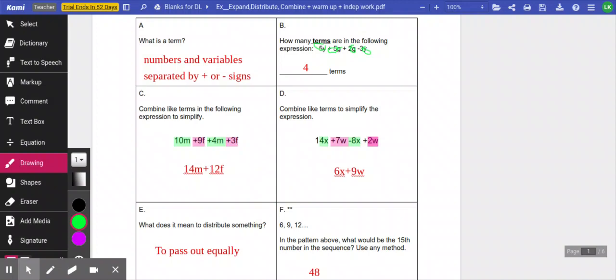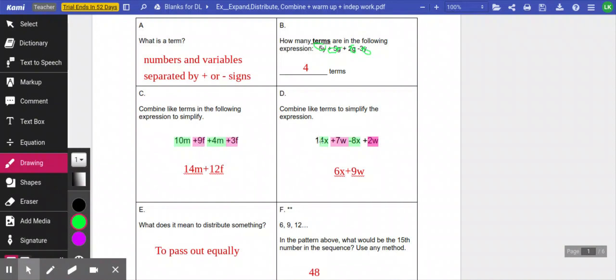If you're having trouble thinking about these, maybe you could pretend it's food for a moment. What if I was going to the drive-thru and I wanted 10 milkshakes and 9 french fries and 4 milkshakes and 3 more french fries? That would be a little bit confusing. Instead, I could say 14 milkshakes and 12 fries. All we're doing is just condensing this or simplifying it in order to make this easier to work with.